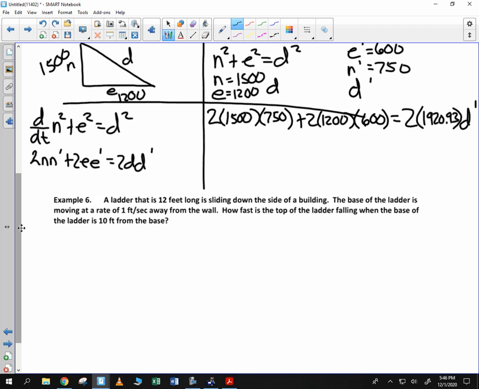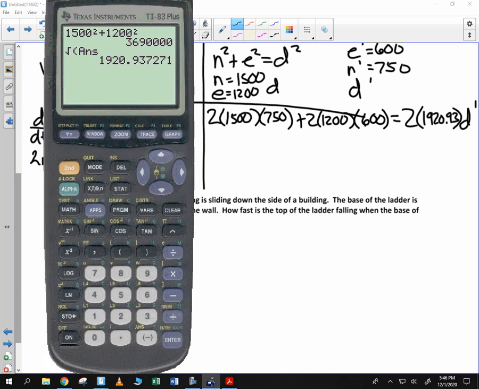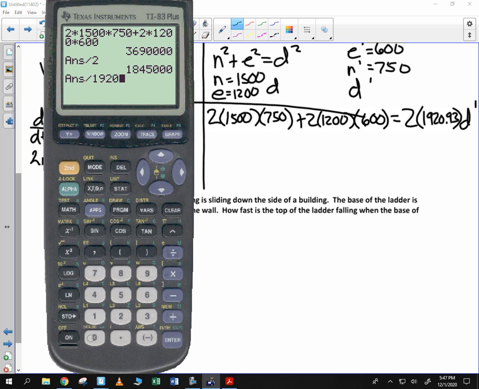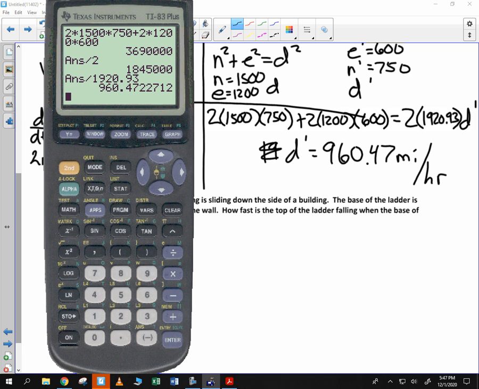All right, let's compute it. 2 times 1,500 times 750 plus 2 times 1,200 times 600. I will divide that by 2, and I will divide that by 1920.93, and I get d prime is equal to 960.47 miles per hour.